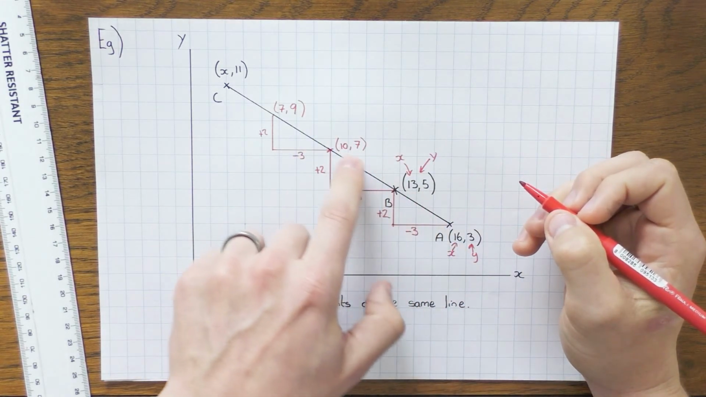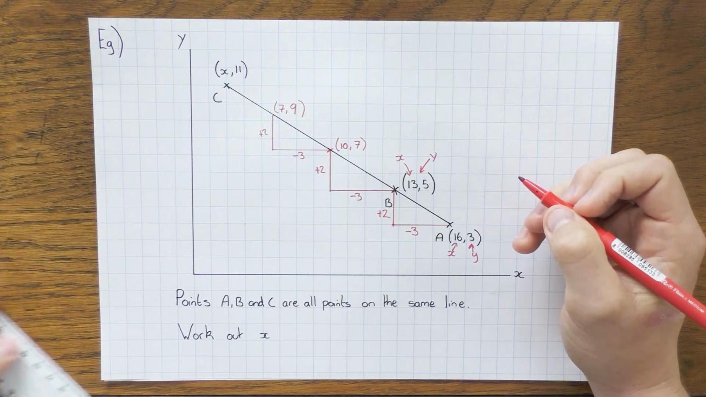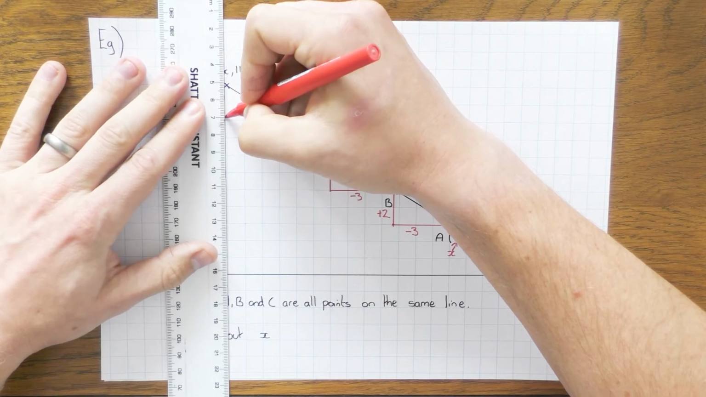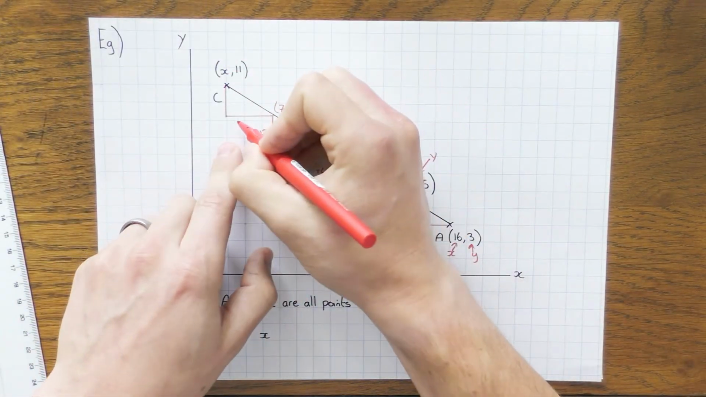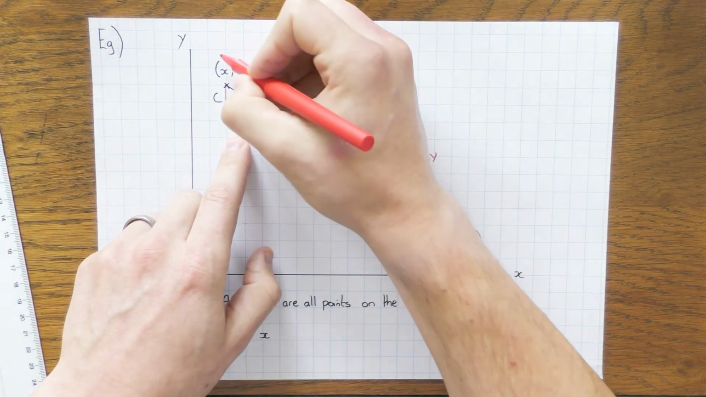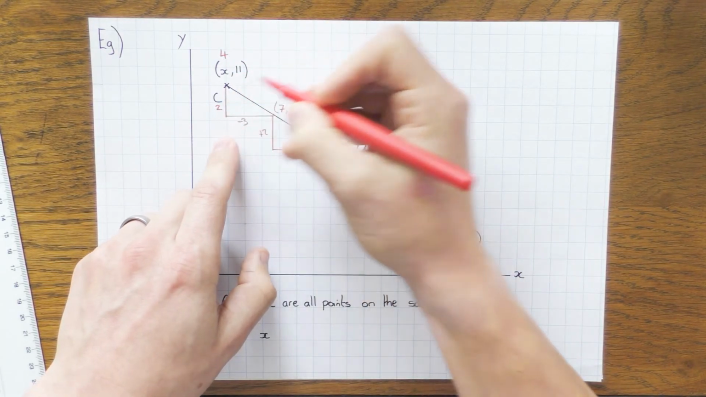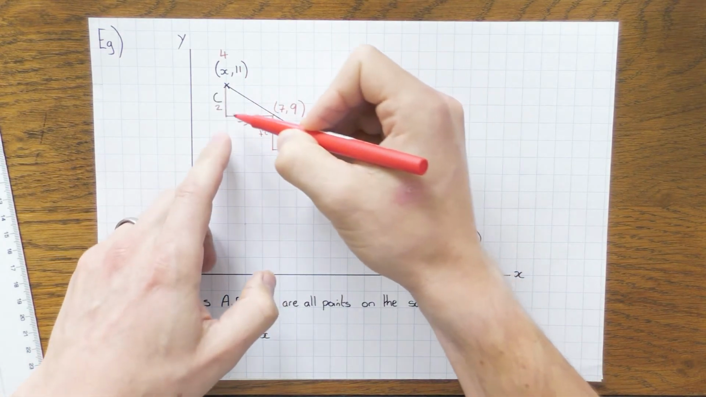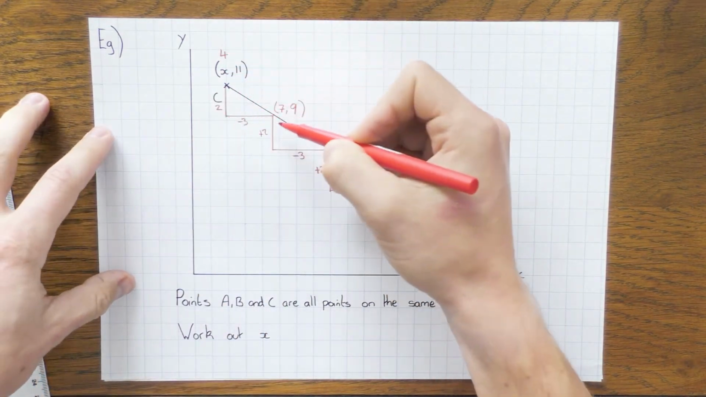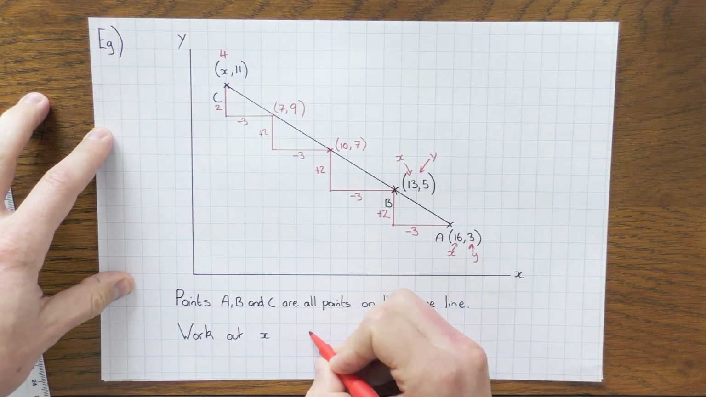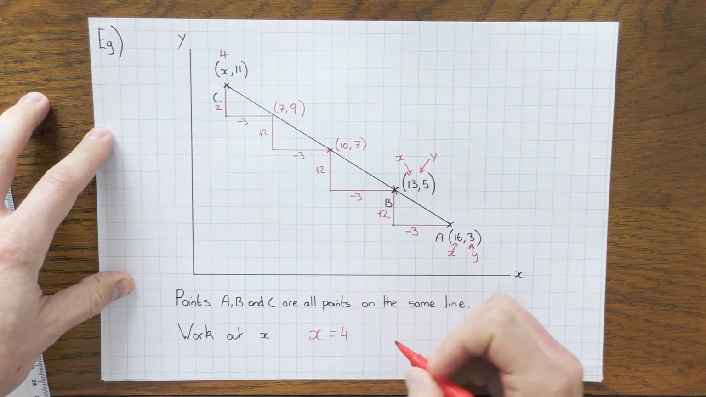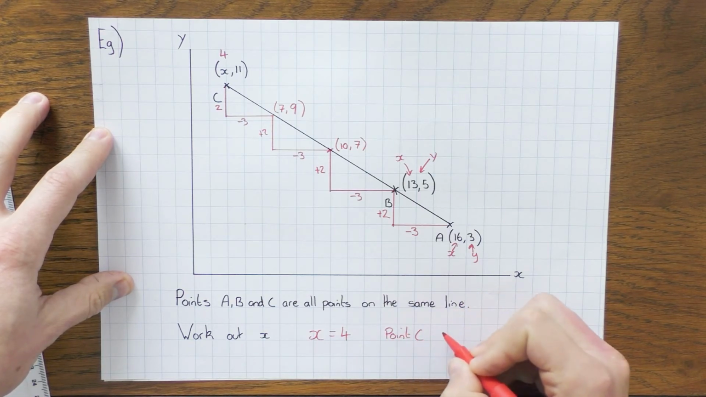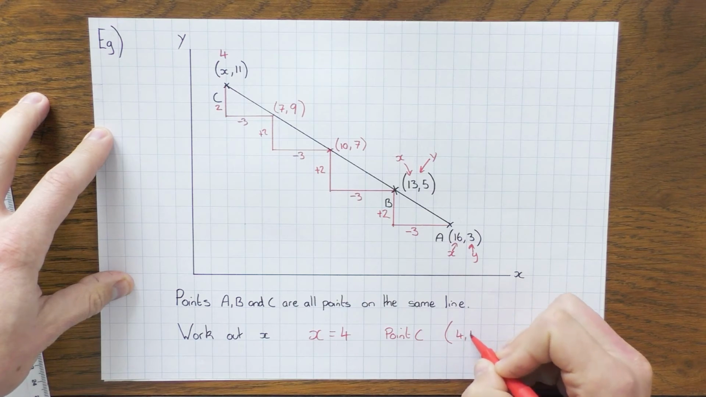Okay, so 16, 13, 10, 7, and you're probably already ahead of me. The next one is going to be the one that we're after, because if I take away 3 from the x, 7 take away 3 will give me 4, and if I add 2 to the y, 9 add 2 is my 11. So that coordinate there is what I want, and when I do this pattern, the x coordinate therefore is 4. So x equals 4, and the point C has the coordinate 4, 11.